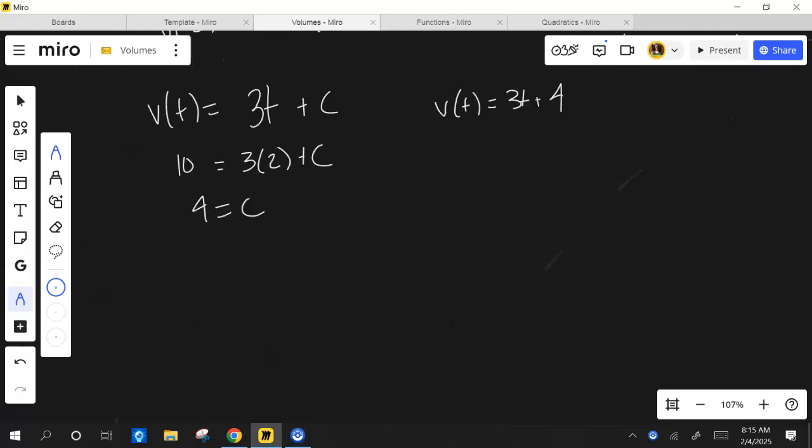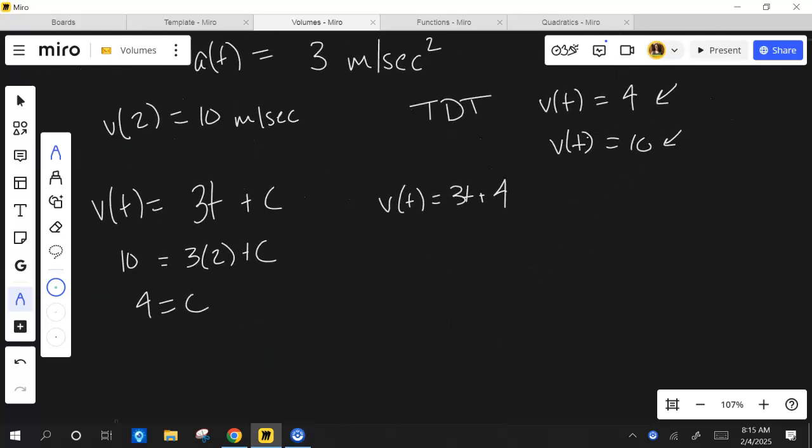I have my equation, did that answer your question, Ellen? Now that I have my equation for velocity, total distance traveled is done on an interval of time, right? On my t variable. So I need to find out when the velocity is 4 and when the velocity is 10. So when is the velocity 4?